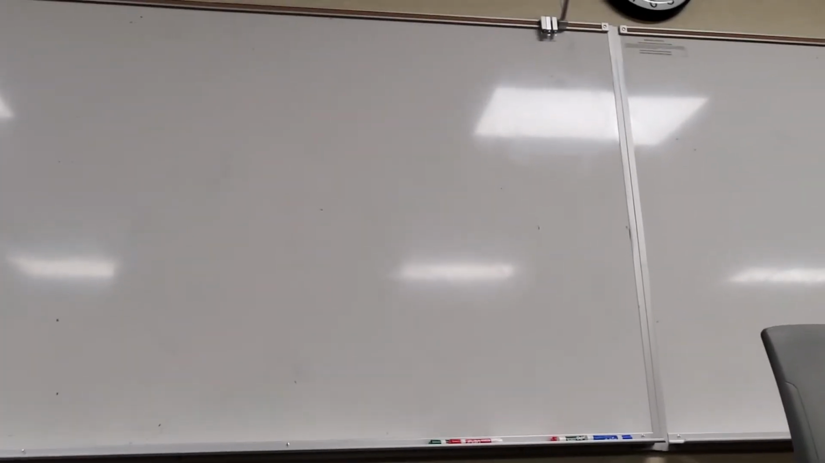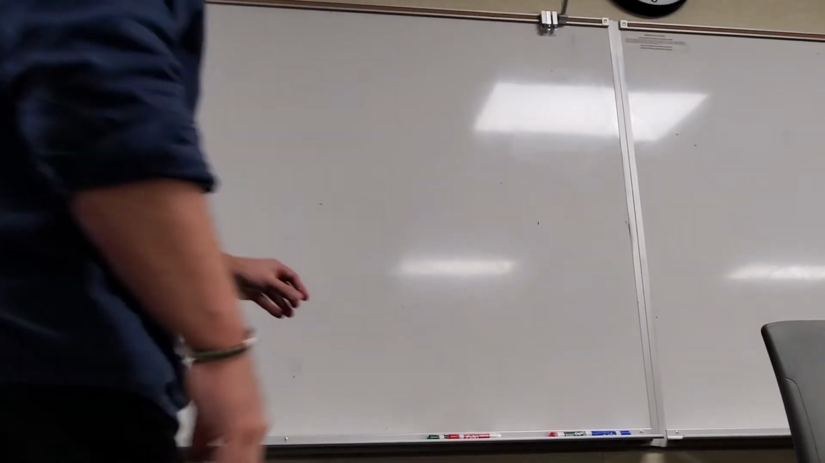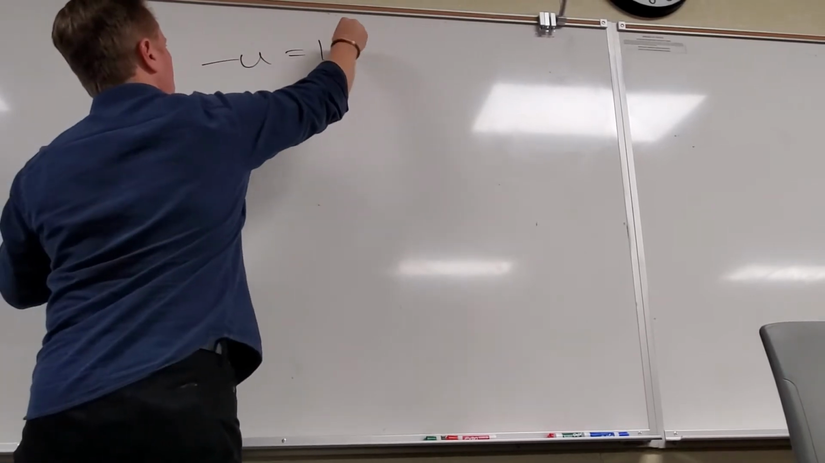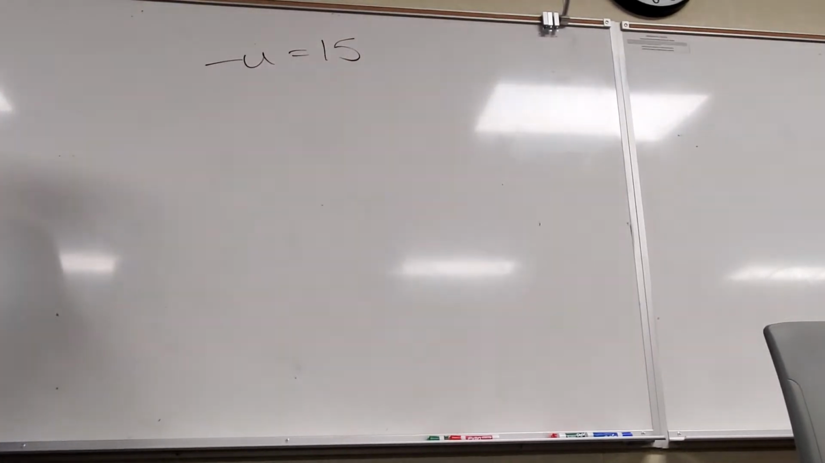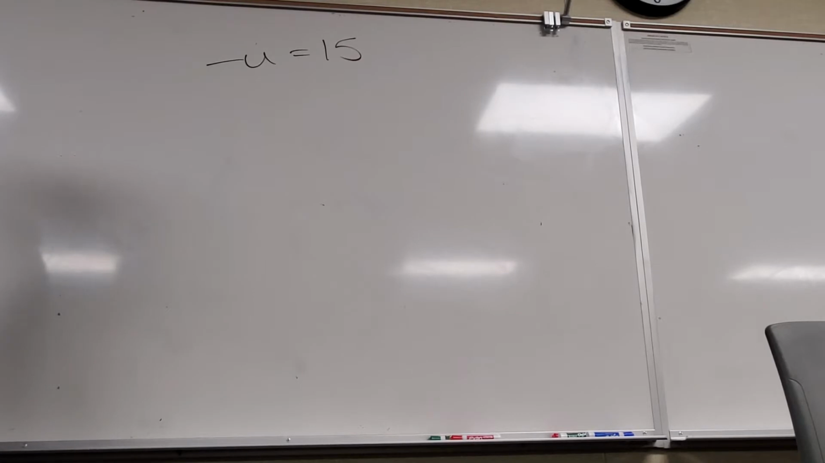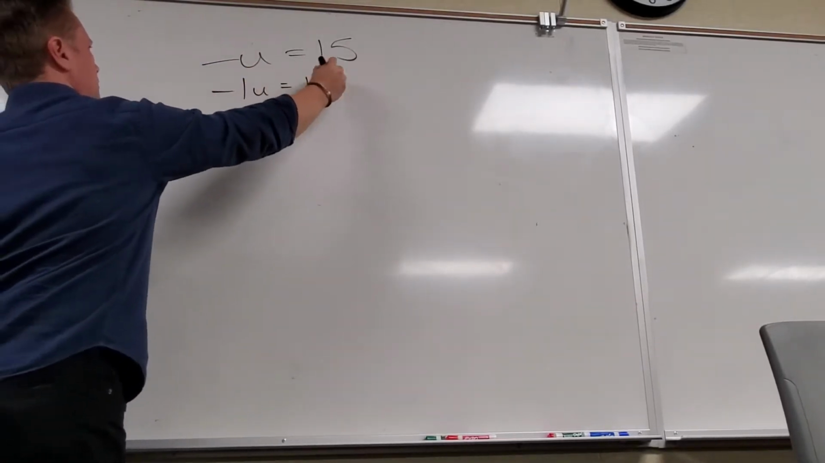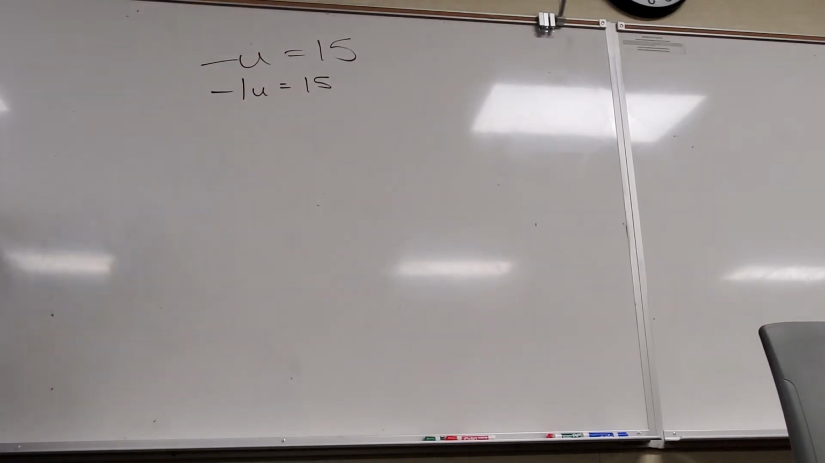All right, so what's it say again? Negative u equals 15. Negative u. Like that? Yeah. Okay. What's understood to be in front of that u? 1. So you can kind of rewrite it like this. Right? It means the same thing?